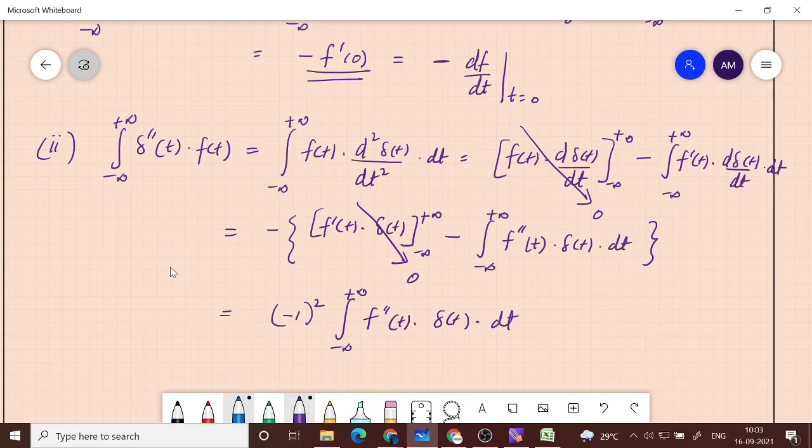Now I apply the impulse property, or the sampling property, of the impulse function. It will sample the value of f double dash of t at t equal to 0. So this is minus 1 square f double dash of 0. That's it. Okay, what does it mean? It means that you take d square f by dt square and put t equal to 0. Is that clear? Is it clear? Any doubt?